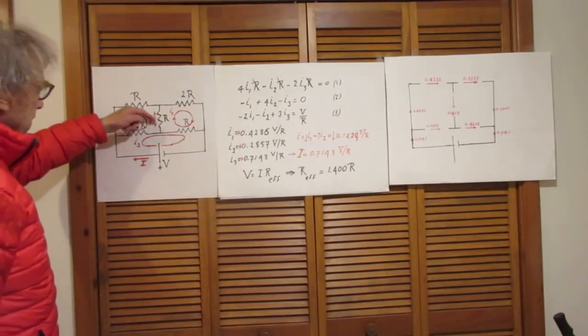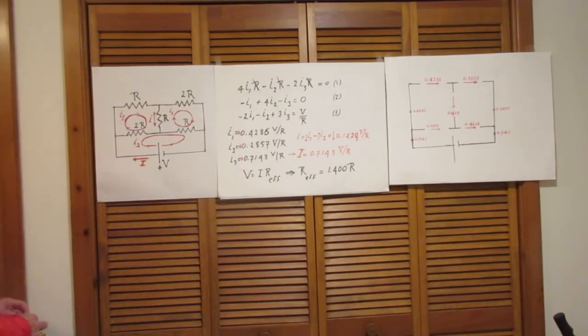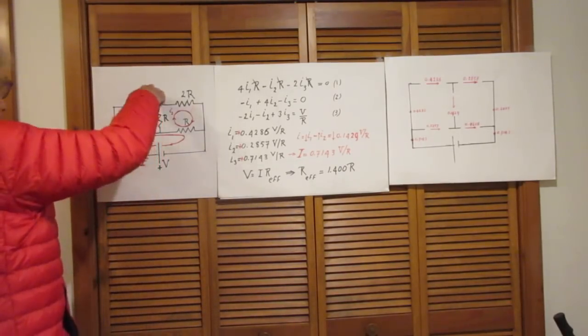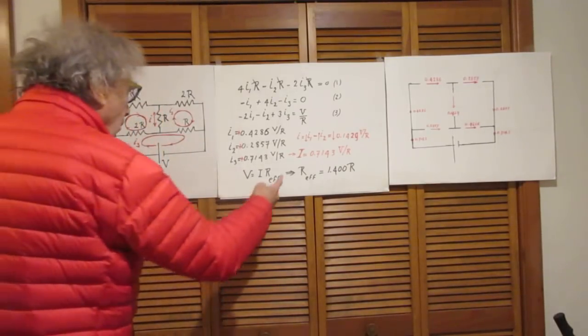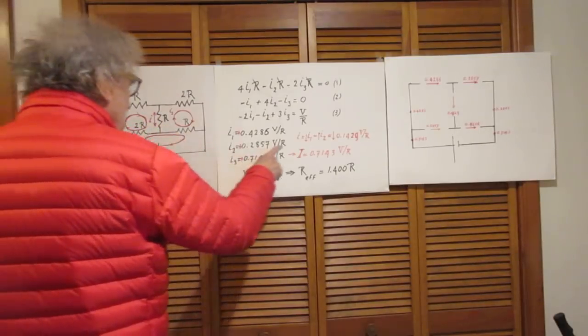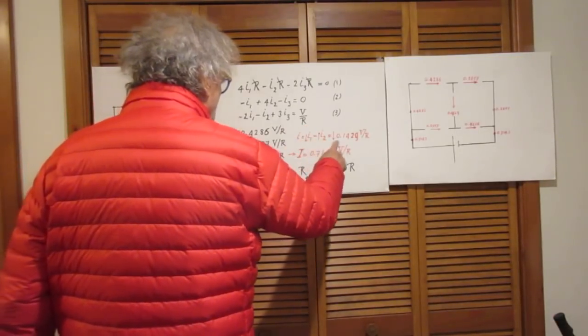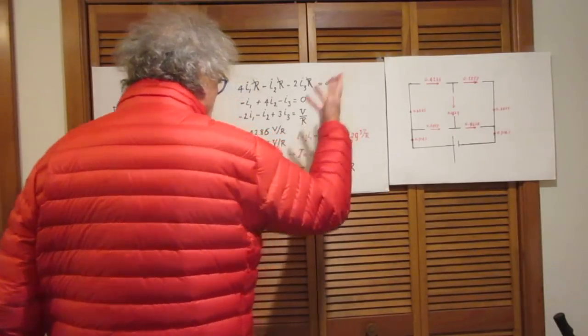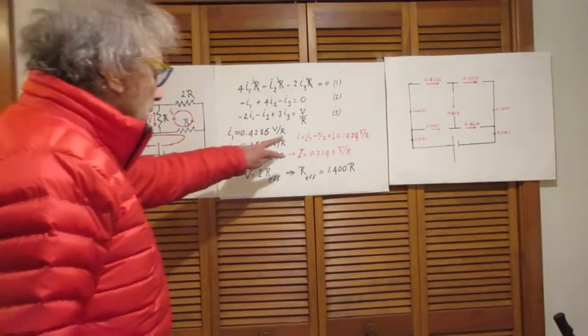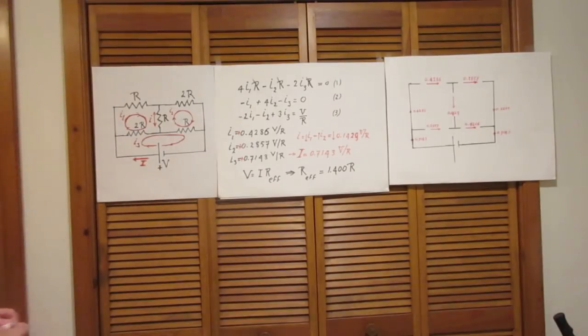What now is the current through this resistance? Is it going up or is it going down? Well, I1 is going down and I2 is going up. So that current through here, I1 down, I2 up, is the difference in downwards direction. So it's that number. So this ends then our problem. I have answered the questions that I asked you.